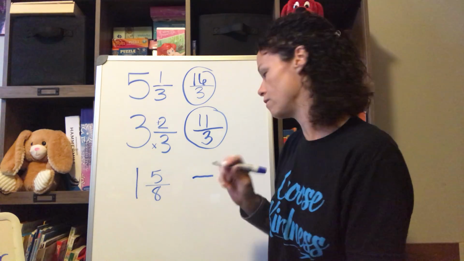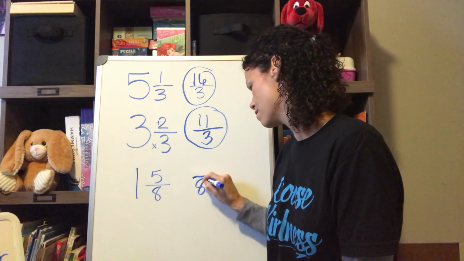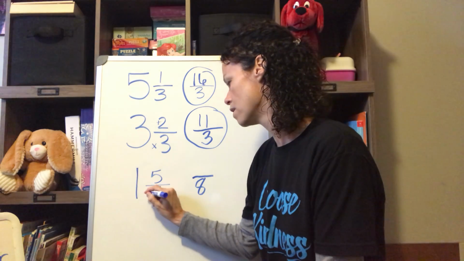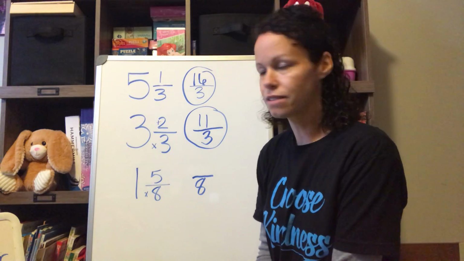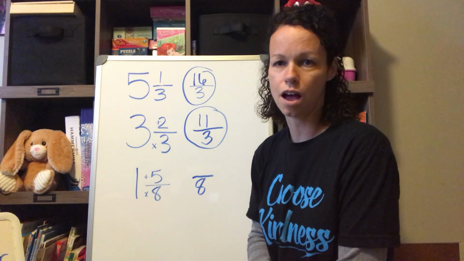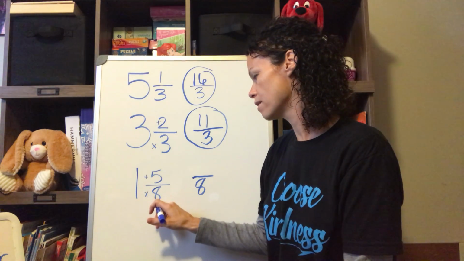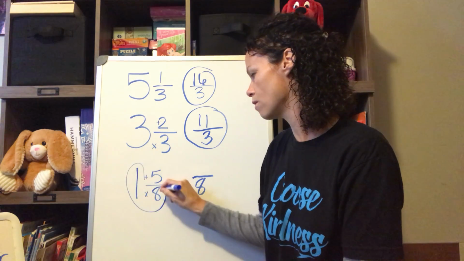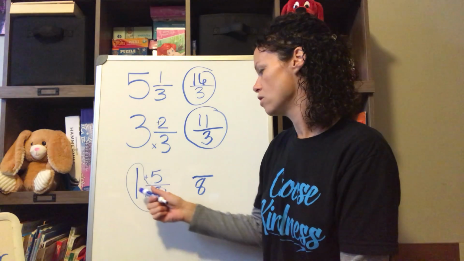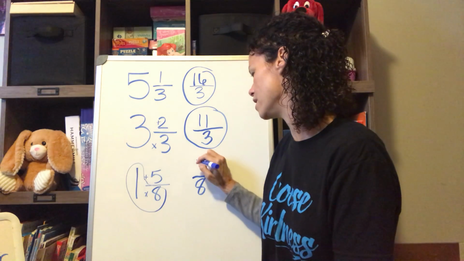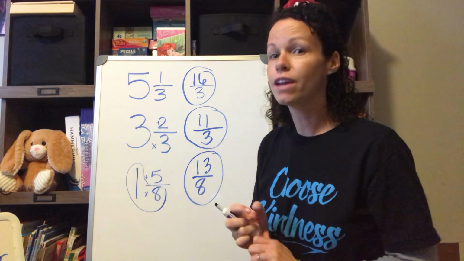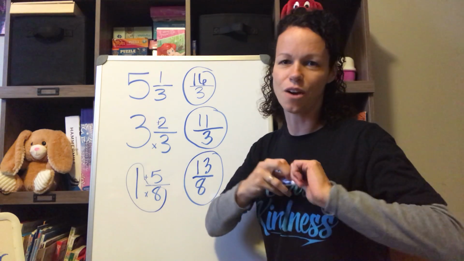Hopefully the first thing you thought of is that 8 is going to stay as your denominator. And then the next thing you should have done is multiply your 1 times 8. Then we're going to add that 5 on the top. So 1 times 8, we're multiplying these two. That's 8. And then we add this 5. So 8 plus 5 gives us 13. So 13/8. But I have a feeling a lot of you probably got that too, on your own.